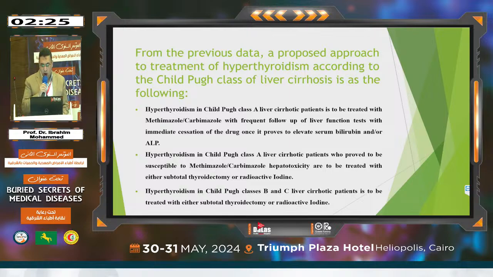Hyperthyroidism in Child-Pugh classes B and C liver cirrhotic patients is to be treated with either subtotal thyroidectomy or radioactive iodine.